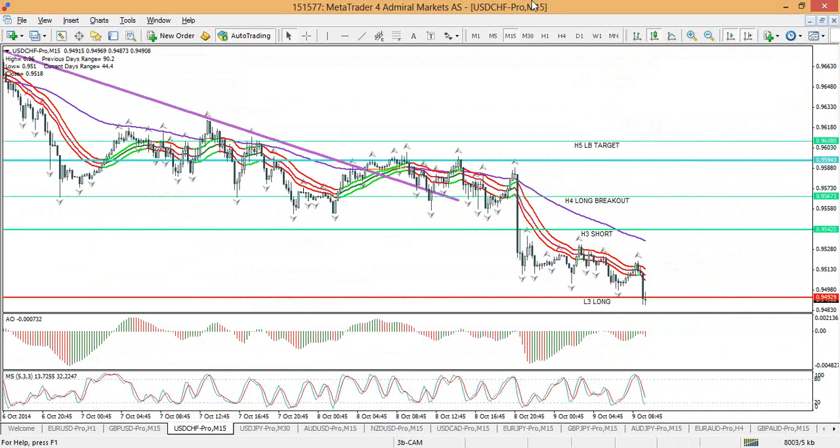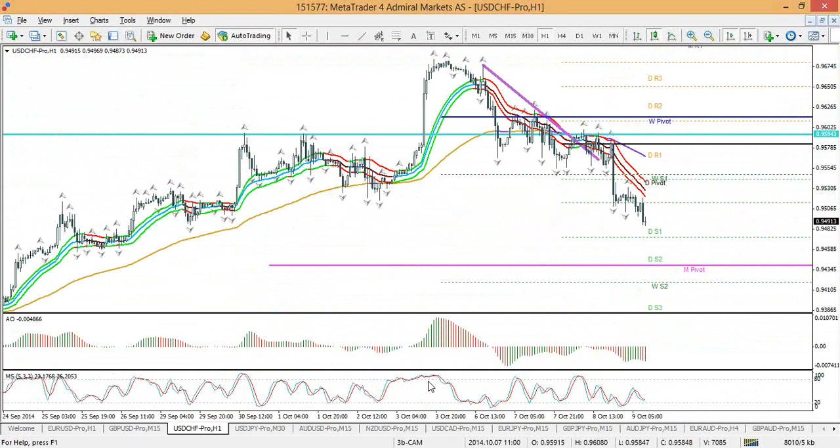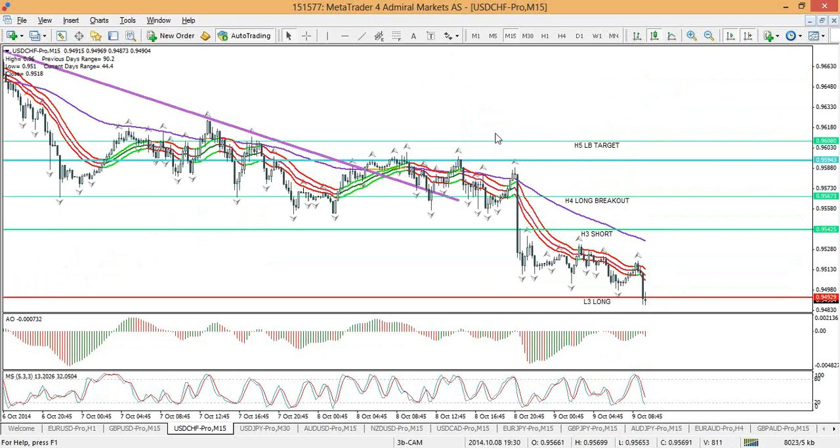Dollar Swiss is moving down too. Looks better, in fact, if I think about it. Less support close by. Dollar Swiss looks better. Let's take a look at dollar yen.